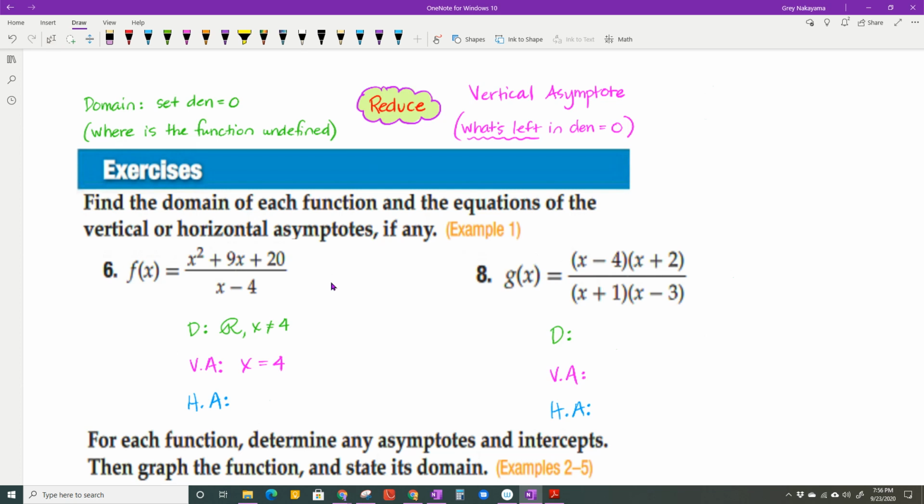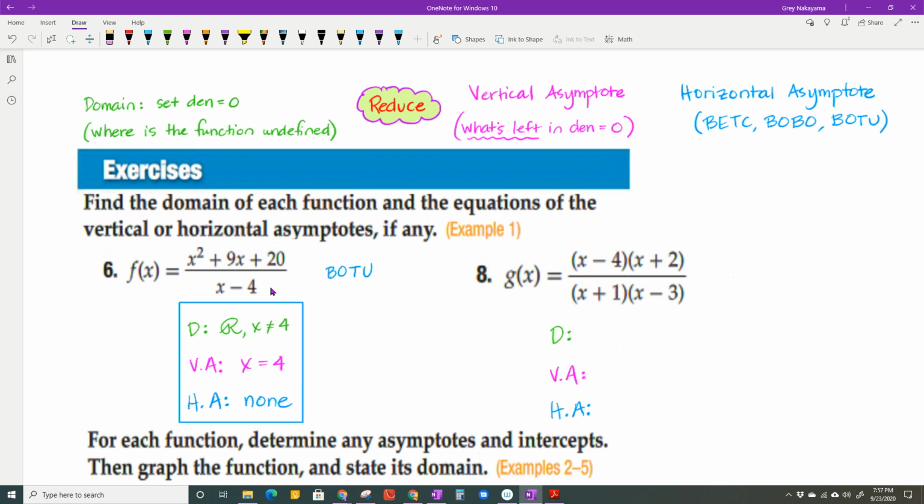Okay? Next, I have to find the horizontal asymptote. And the horizontal asymptote is what I just talked about, Bobo, Botu, or BO2. So I'm looking at the degree. All right? So I look at what is the degree of my top is 2. And what's the degree of my bottom is 1. So this is bigger on top, or BO2, and that means that I have no horizontal asymptote. Okay? It didn't ask me to find all the asymptotes. It just asked me to find vertical and horizontal. If it asked me to find all of them, then I would continue with the long division.